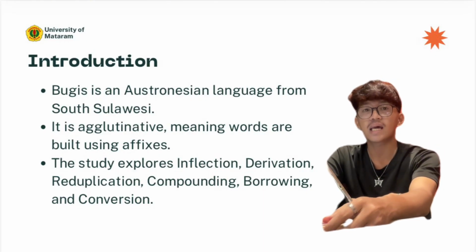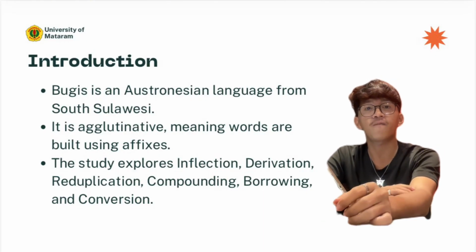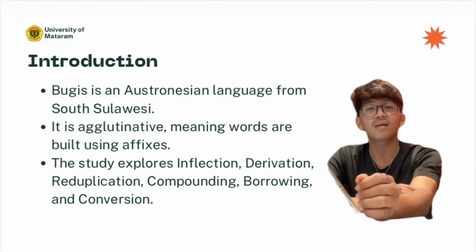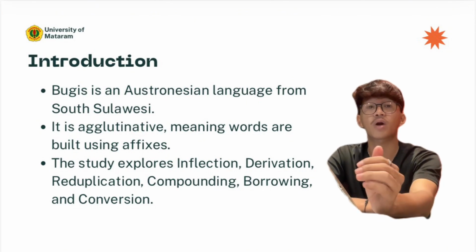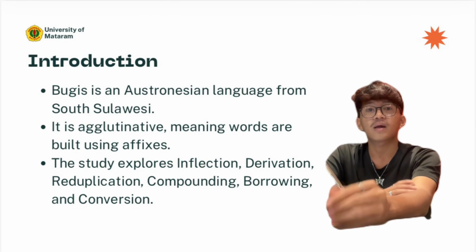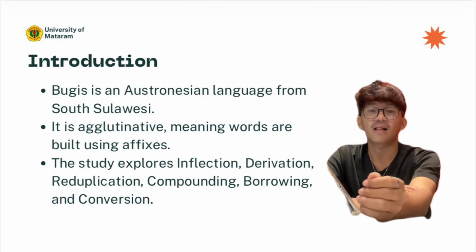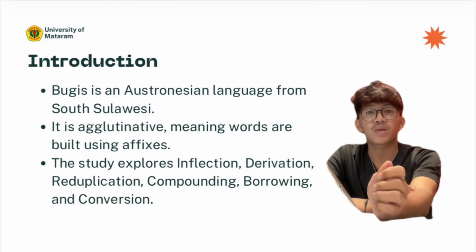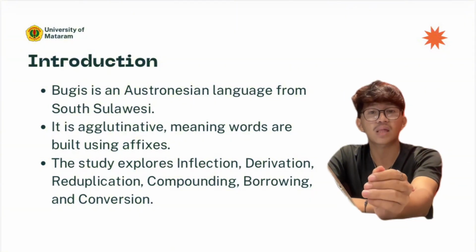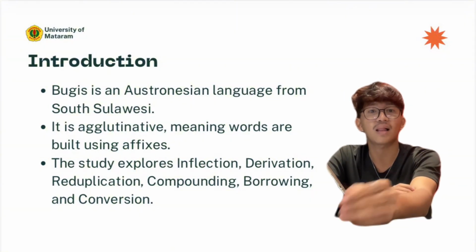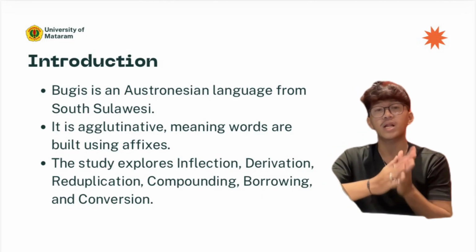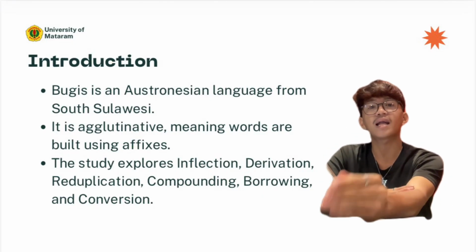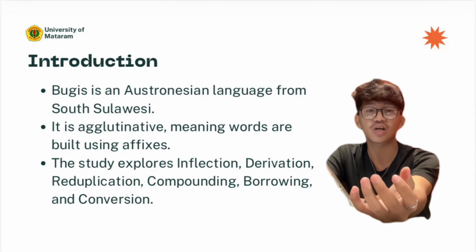And the last one is that the study explores inflection, derivation, reduplication, compounding, borrowing, and conversion. This research analyzes six main morphological processes in Bugis: inflection, changing the grammatical form, with an example like anakna, his child. And derivation, forming new words or word classes using prefixes or suffixes. Example, mabasa, to read. Reduplication, repetition of part of a word to show plurality or intensity. For example, anak-anak, that means children.